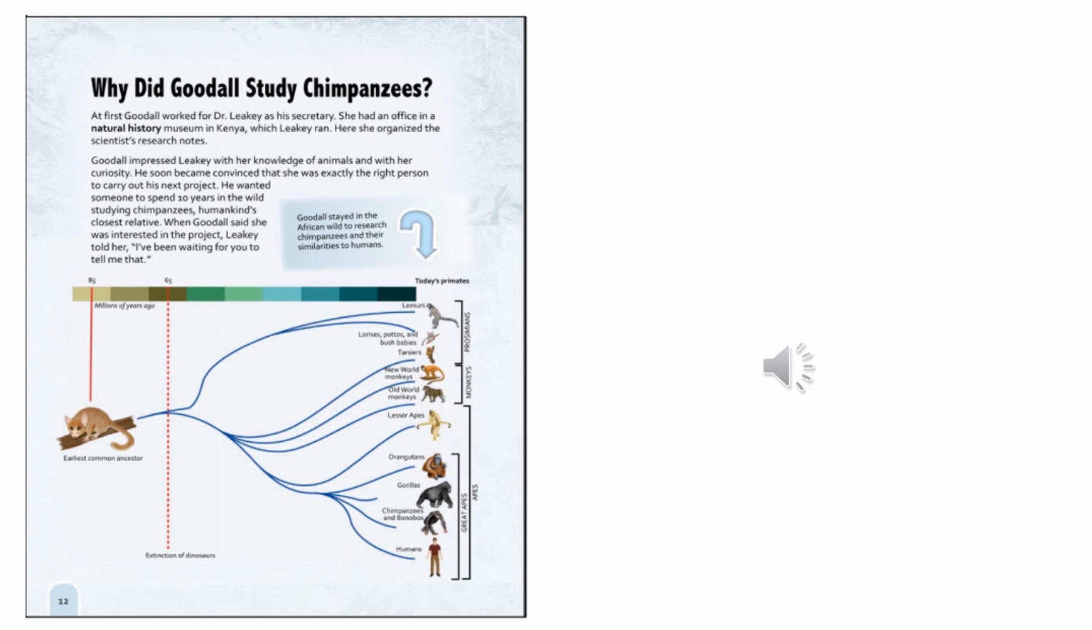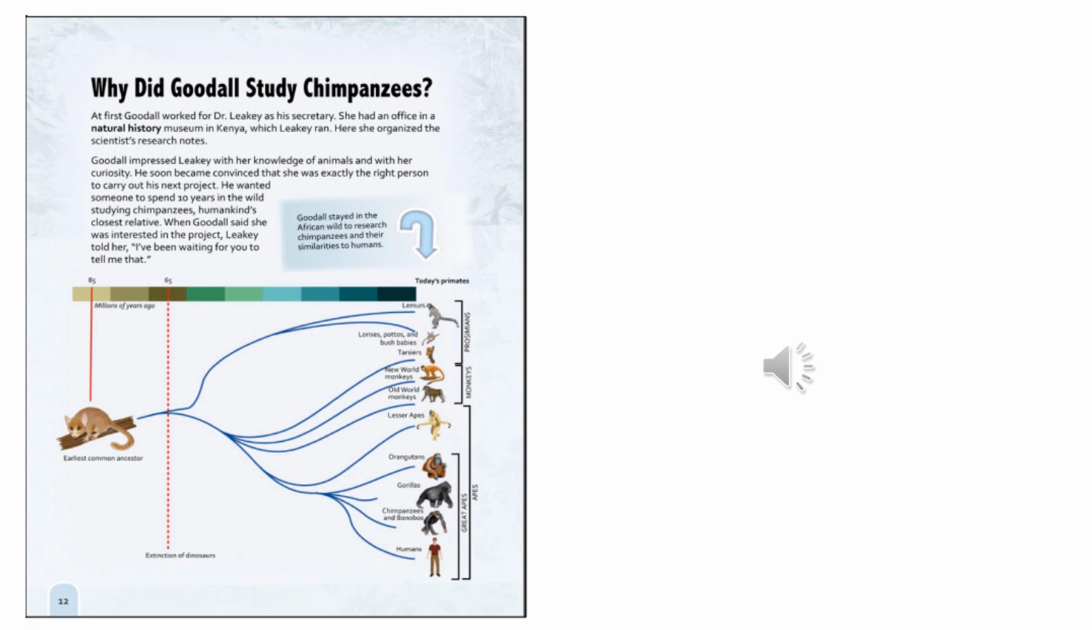He soon became convinced that she was exactly the right person to carry out his next project. He wanted someone to spend 10 years in the wild studying chimpanzees, humankind's closest relative. When Goodall said she was interested in the project, Leakey told her, "I've been waiting for you to tell me that." Goodall stayed in the African wild to research chimpanzees and their similarities to humans.